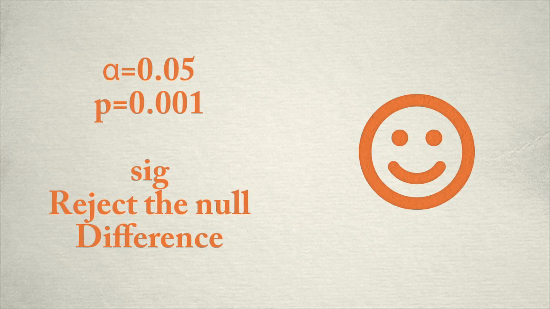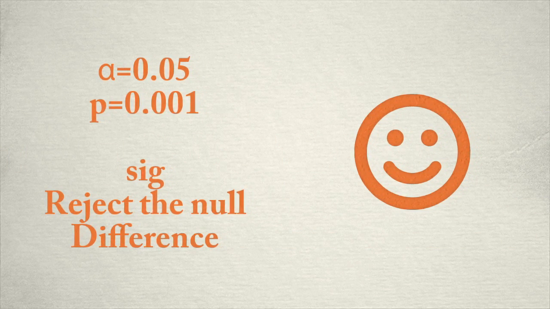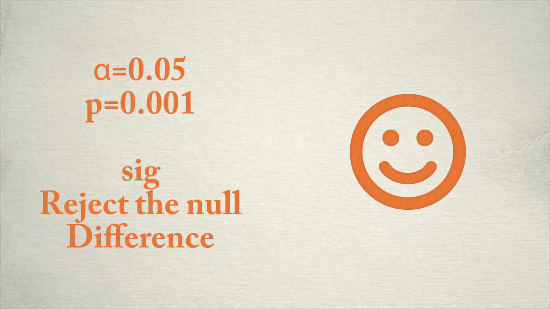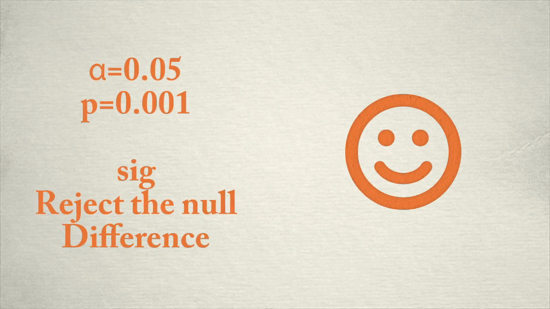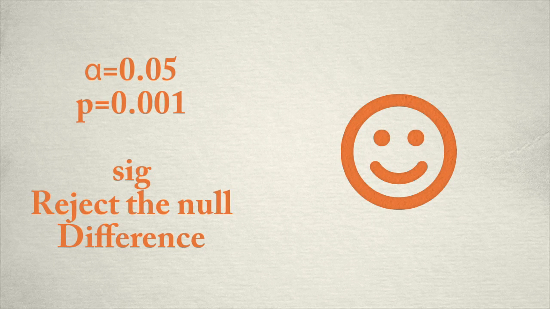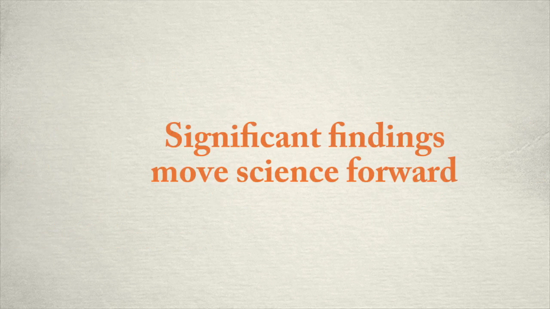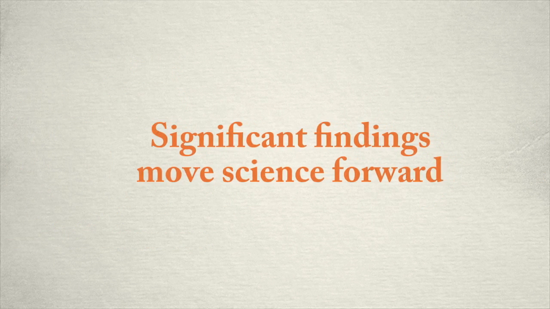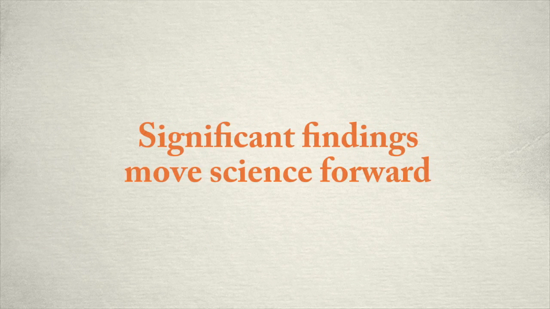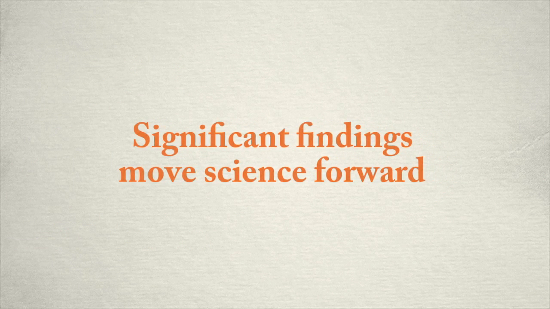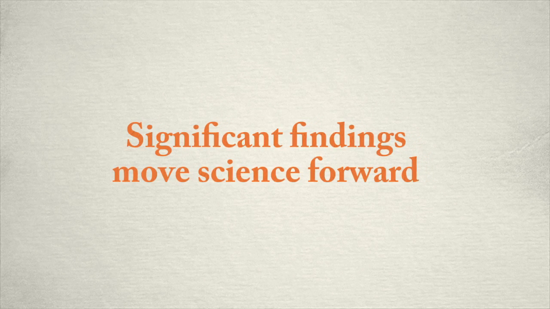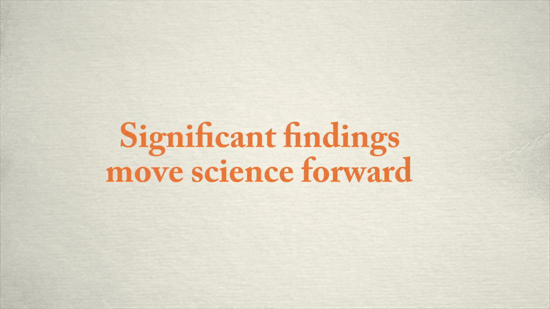about your research. If alpha was 0.05 and the p-value was 0.001, now it is significant. Now we do reject the null hypothesis. There is evidence of a difference, and the professor's quite happy. Significant findings move science forward. This is when we are finding new things, we are finding new differences, we are finding new effects, we're publishing new research, and it's changing what we think about the way that the world works.